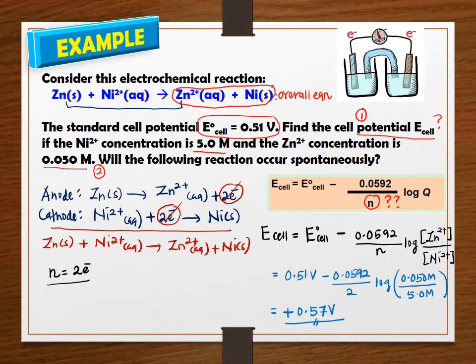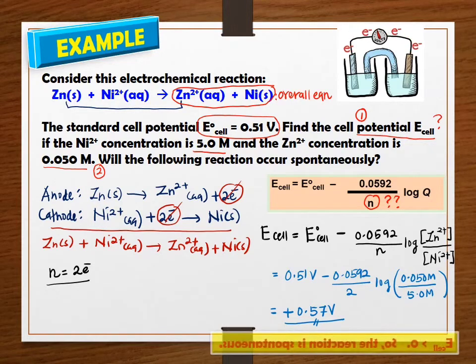Okay, so we already answered the first question, the value of cell potential here. And the second question asks you, will the following reaction occur spontaneously? So we got the positive value. It means that yes. So E naught cell more than 0. So the reaction is spontaneous.